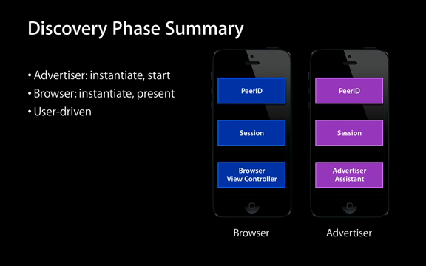So to summarize, the discovery phase is really, really easy to set up. All you have to do is instantiate an advertiser assistant and start it. Then you have to instantiate the browser view controller and present it to the user, and the rest of the process will be entirely user-driven. All you have to do is wait for the session callbacks to tell you when the session has successfully connected to your nearby peers.